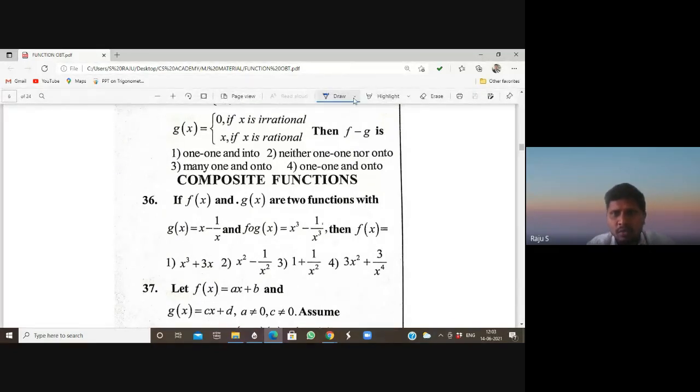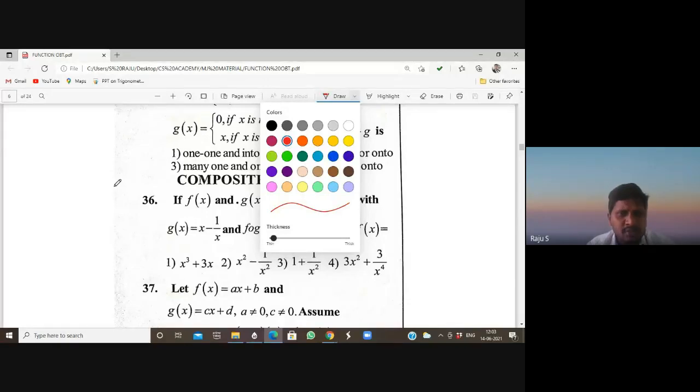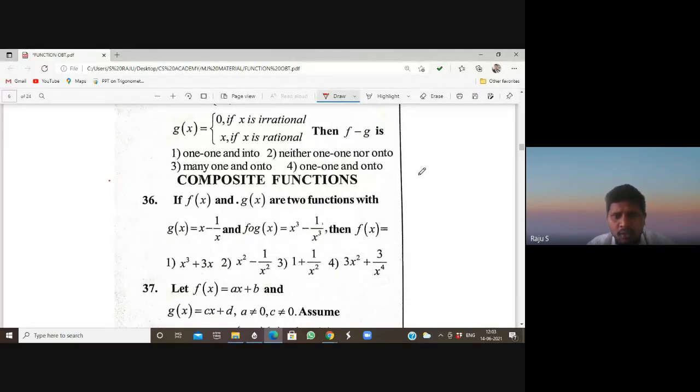So, it is just option verification actually here. Look at here. f circle g of x can be written as f of g of x. Am I right? By composite function, f of g of x is already given as x minus 1 by x.